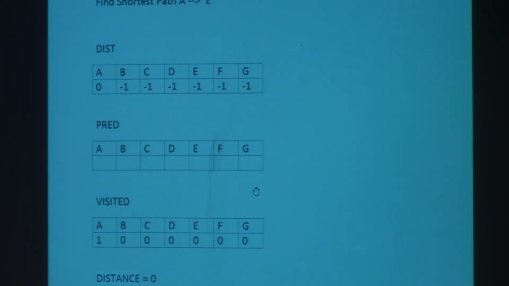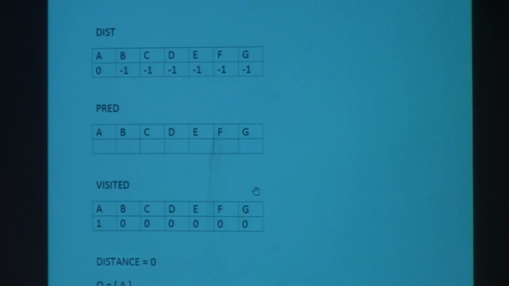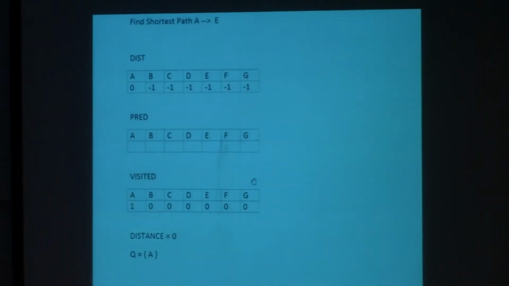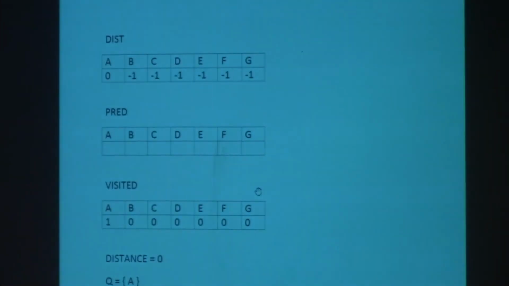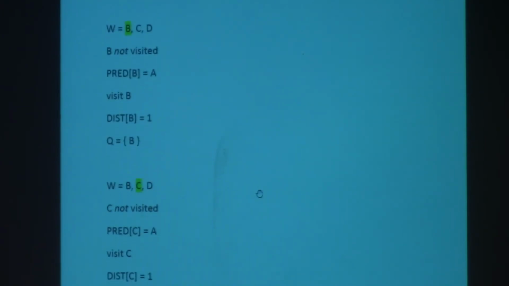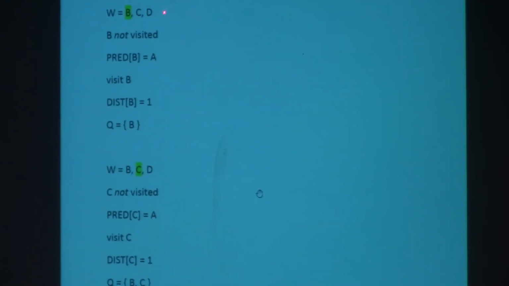So the distance is 0. Q includes the value of A. And then we take it out of the Q, and V becomes A. That becomes the first active vertex. It's the start. The Q becomes empty temporarily. And the W takes on the values of B, C, D. Okay. B has not been visited, so we mark the predecessor of B with A. C has not, now I'm skipping a loop here, because this is a loop, right? C has not been visited, so we mark the predecessor of C also A. And D has not been visited, so we mark the predecessor of D also with A.